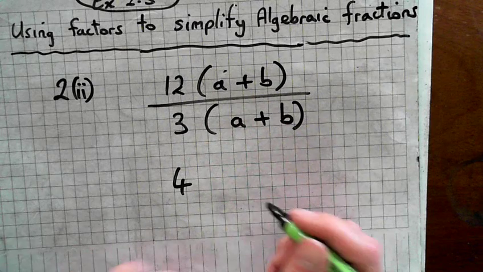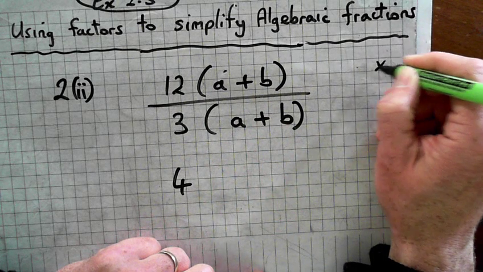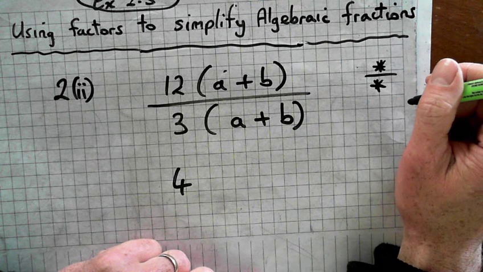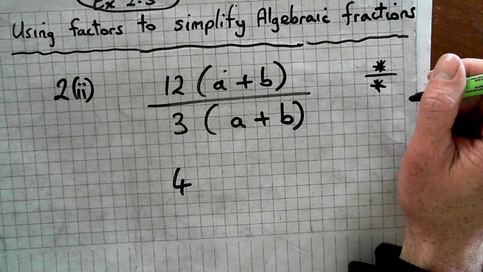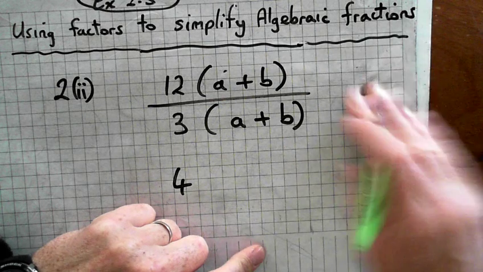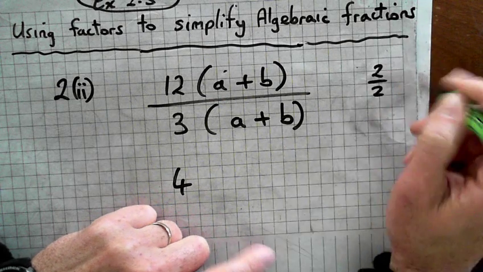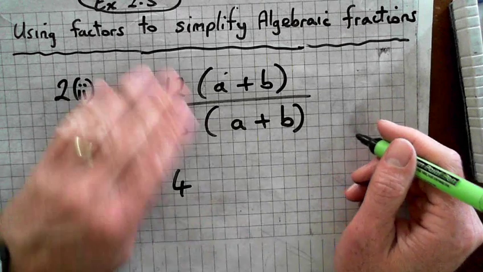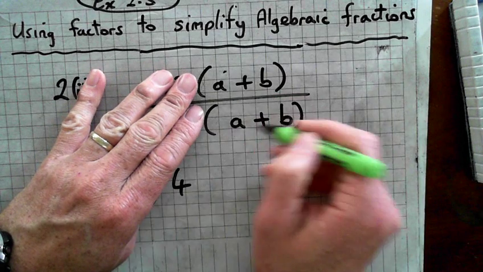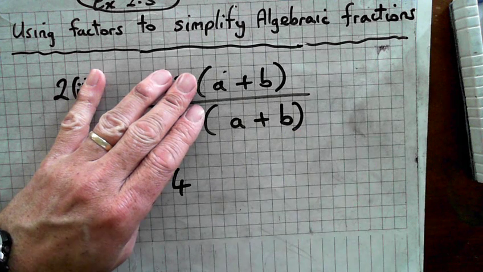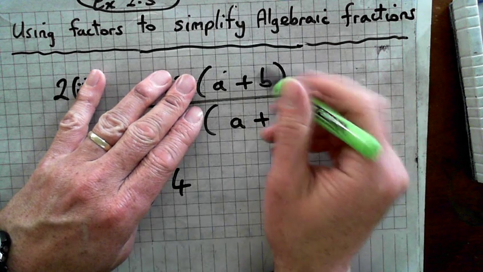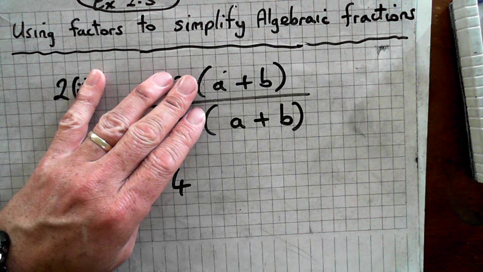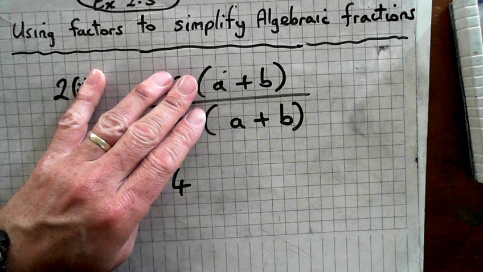If I had a star on top of a star, what's a star divided by a star? 1. 2 stars divided by 2 stars, 1. What is 2 divided by 2? 1. What is a million divided by a million? 1. So what's a plus b divided by a plus b? If you divide something by itself, you always get 1.